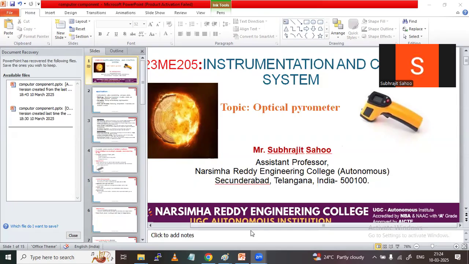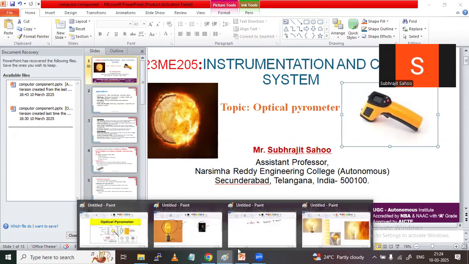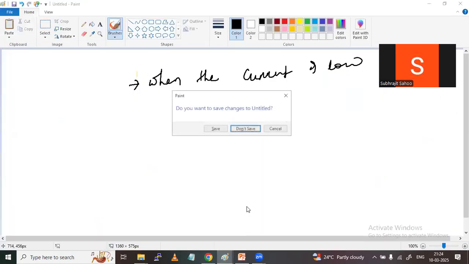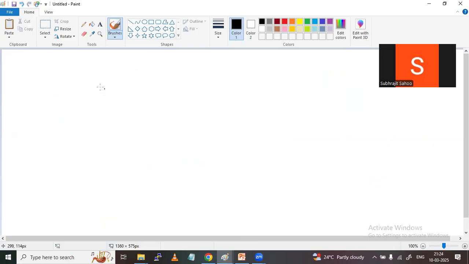So once again, I'm here to discuss one more interesting temperature measuring instrument, that is the optical pyrometer. The radiation type pyrometer and its working principle we covered in the last video, and the current one is different. In the radiation type pyrometer, we measure the temperature based on the radiation of heat. But here, a different principle. What is the principle, sir? The principle is comparison of two lights. Simple.